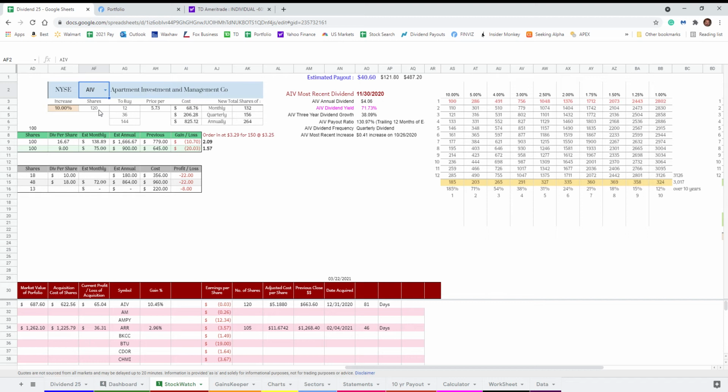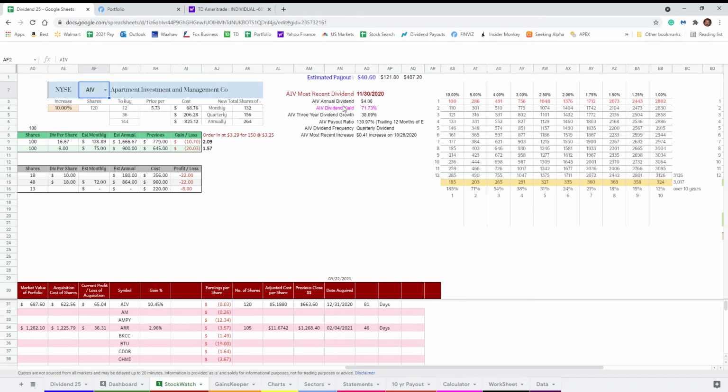So if I was actually buying some of this today at 10% increase, I would buy 12 shares. This is on a monthly basis, but I know that AIV is not a monthly dividend payout. It pays out in quarters. So actually, I would buy 36 shares. This is the current price, so it cost me a little bit over $206 to buy 36 shares, which then give me a new total of 156. So you can see this is really kind of neat how this works out.